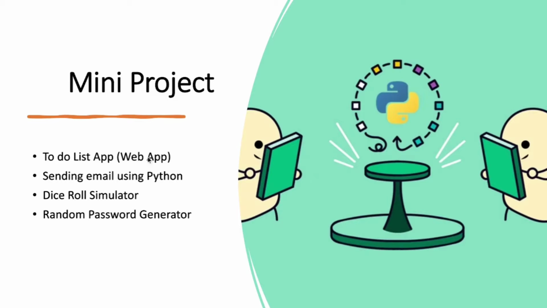Second, sending email using Python. We can send an email using Python. Third, dice roll simulator. In this project we will make a simulator of a dice roll. Fourth, random password generator. In this we can generate a password randomly.